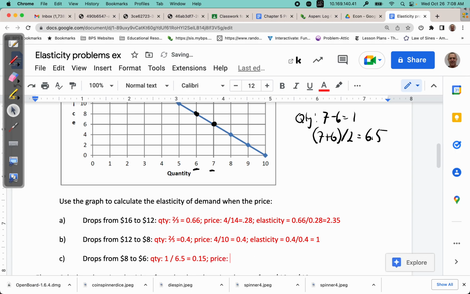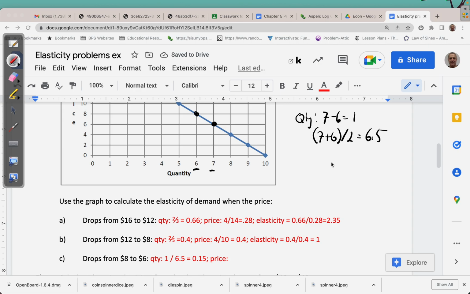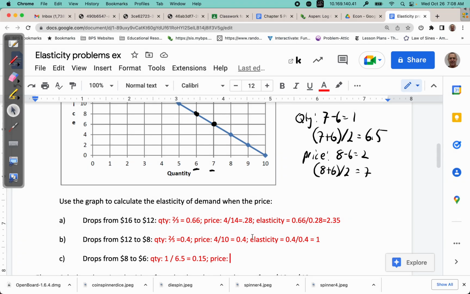Price. What happens to price? Well, price changed from 8 to 6. So that's a difference of 2. The average of 8 and 6 is 7. Right, that's halfway in between. So my percent change in price is 2/7, which equals 0.28. My elasticity is going to be 0.15 divided by 0.28, which is about 0.53. It's less than 1 like we expected.